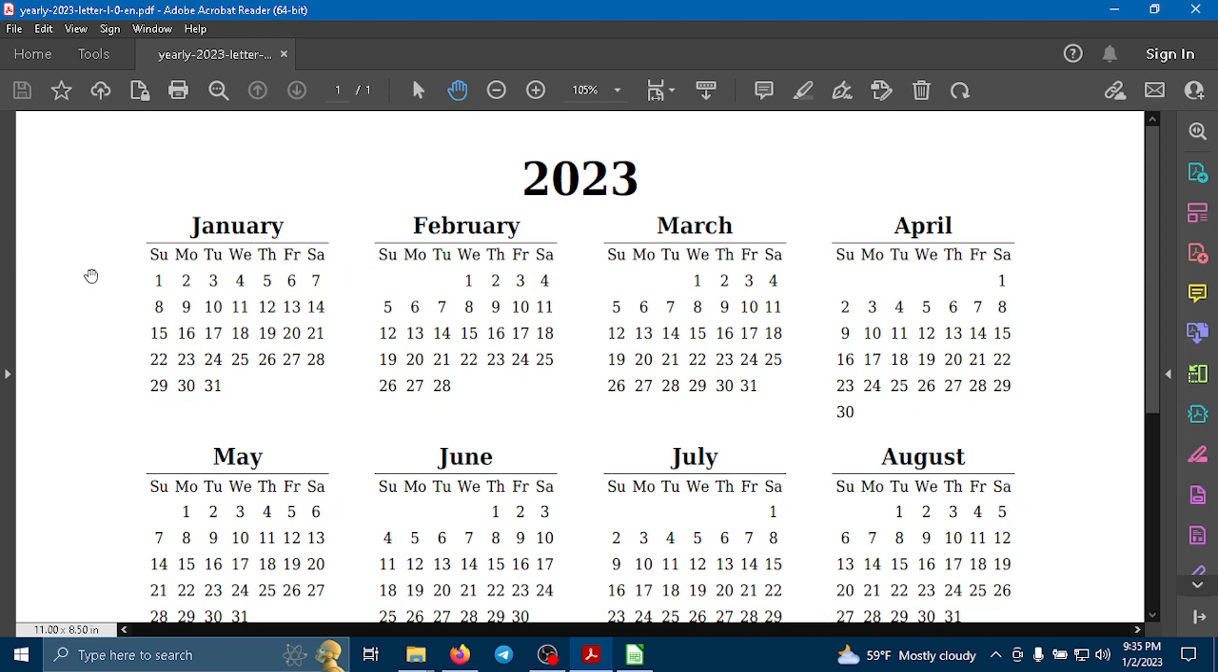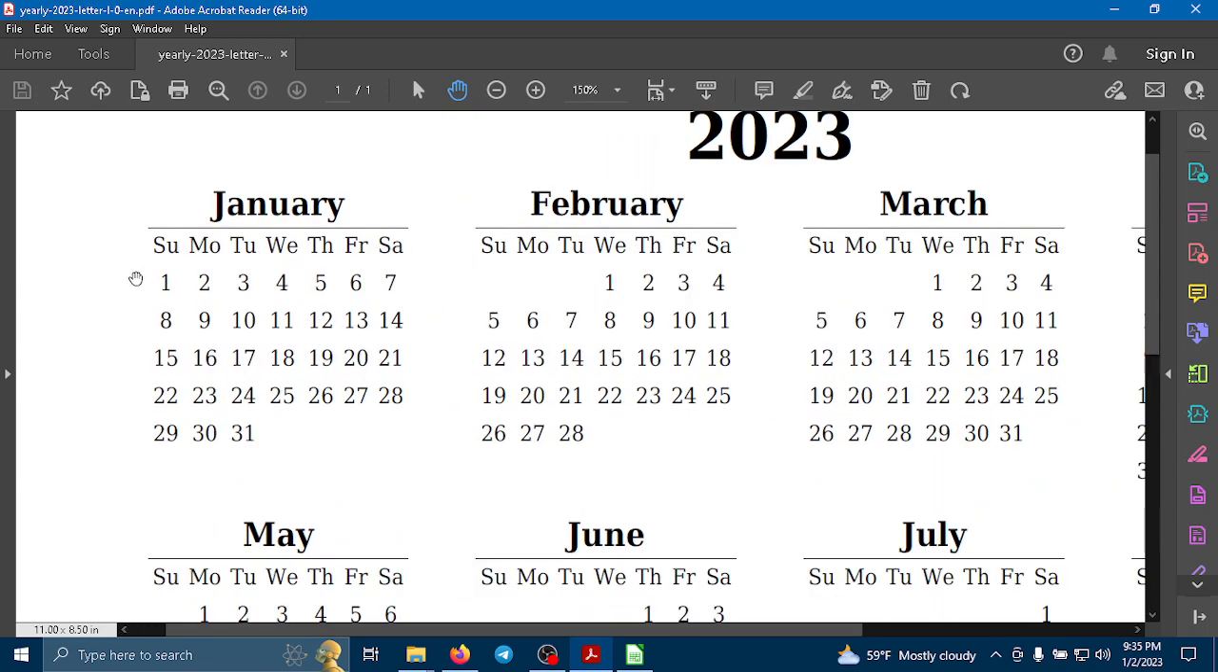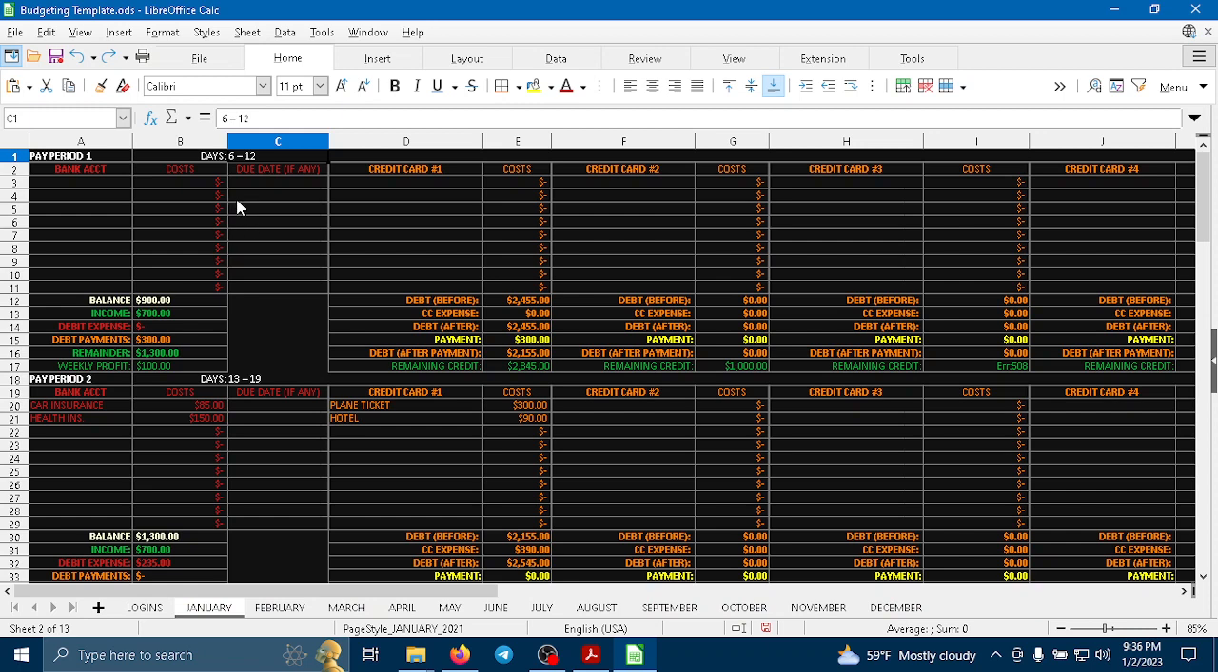If you are paid every Friday, that means your first pay period is going to start on January 6th, because that's your first Friday of the year, the first Friday of January. And then it's going to go all the way until the 12th. So your pay period 1 is going to be 6th to the 12th. You just put that right here, 6th to the 12th.